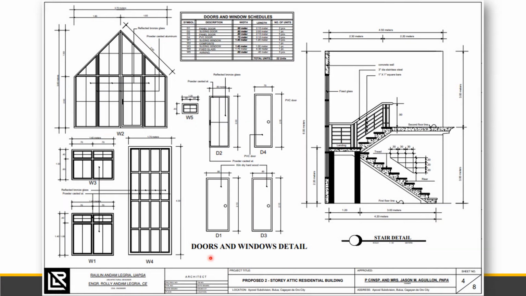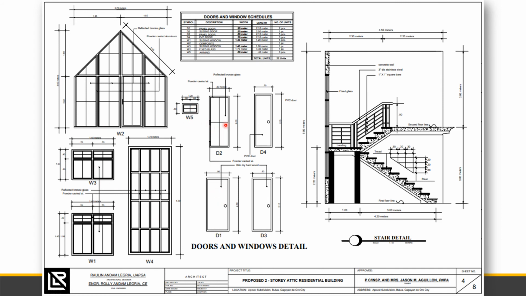So this is a door and window details or schedule. So ito yung schedule. Nakalagay dyan yung door 1, door 2, door 3, door 4, window 1, window 2, window 5. And then yung type ng door or type ng window, and then yung mga width, length, and then kung ilang pieces yung present na door or window dun sa plan natin. So this is window 1, 2, 3, 4, and 5.